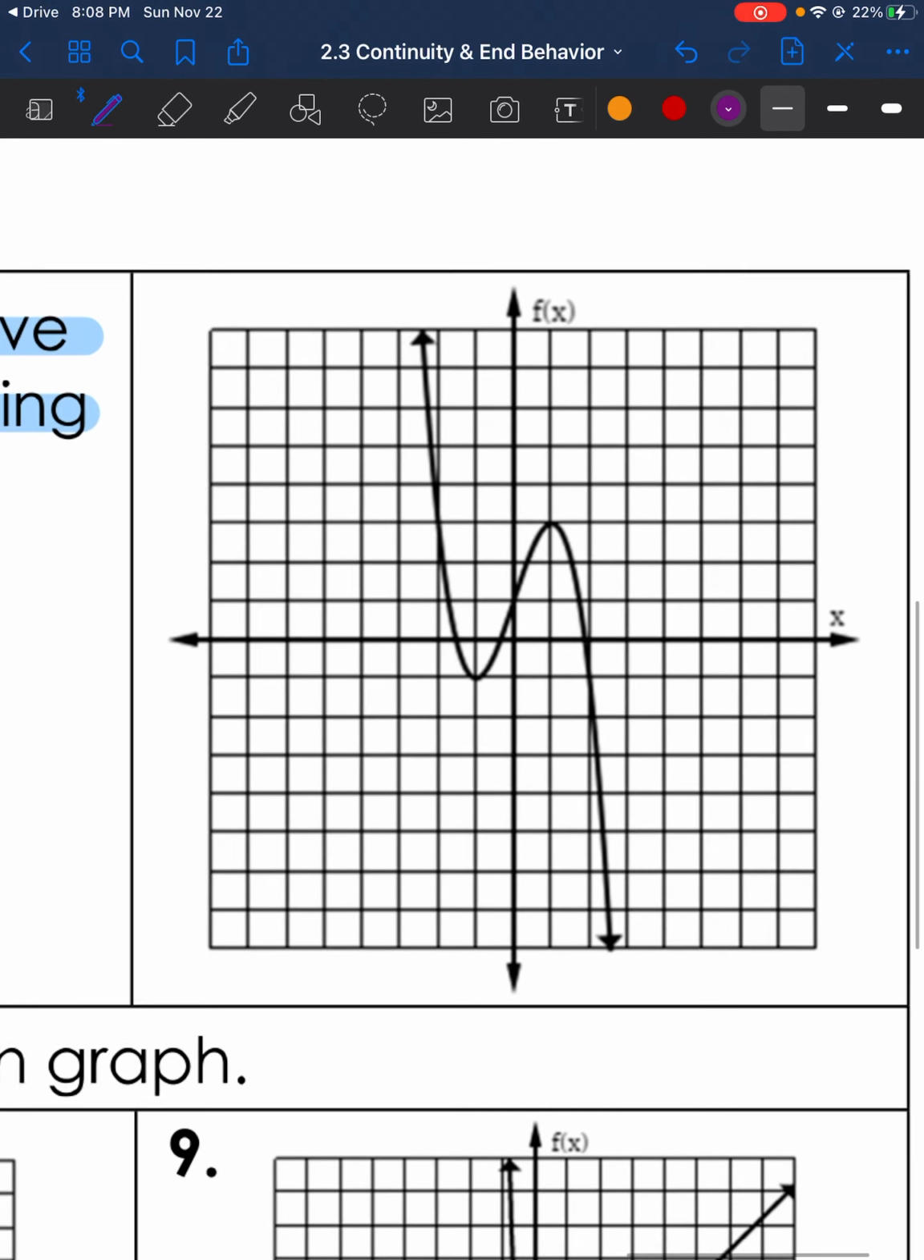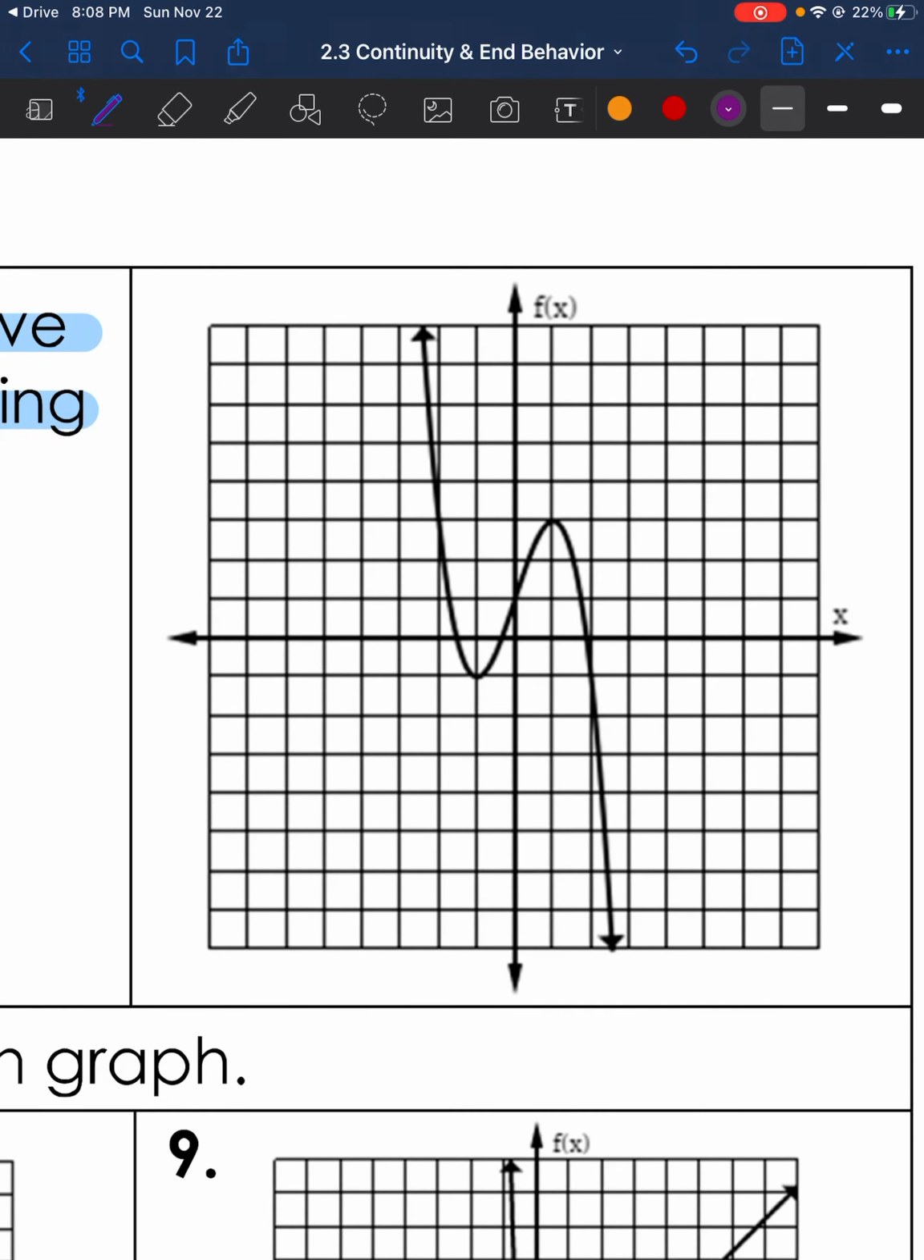Let's look over here. As x goes to infinity, we're going this way. What is happening? We are decreasing and decreasing and decreasing. So as x is going to infinity, as we're moving to the right, we're looking at the very right-hand side of this function.